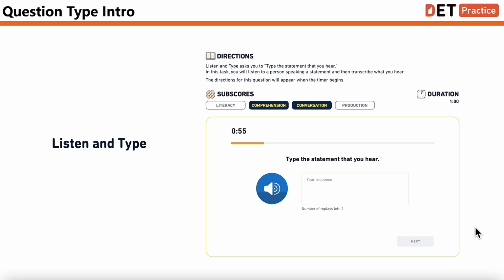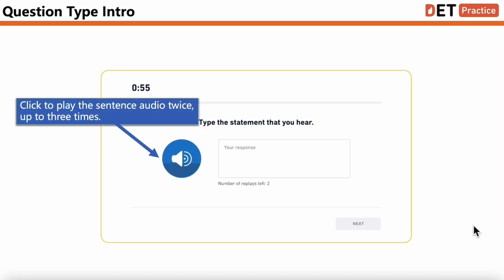Now let's take a closer look at this interface. In this interface, the audio for the sentence will play automatically up to 3 times. How does this work? When you reach this question in the exam, the audio will play automatically the first time. This initial play is not controlled by you. For the second and third plays, as long as it is within the 1 minute time limit, you can click the small speaker icon on the left to replay the audio. This is why we say you can manually play the sentence audio twice, with a maximum of 3 total plays.